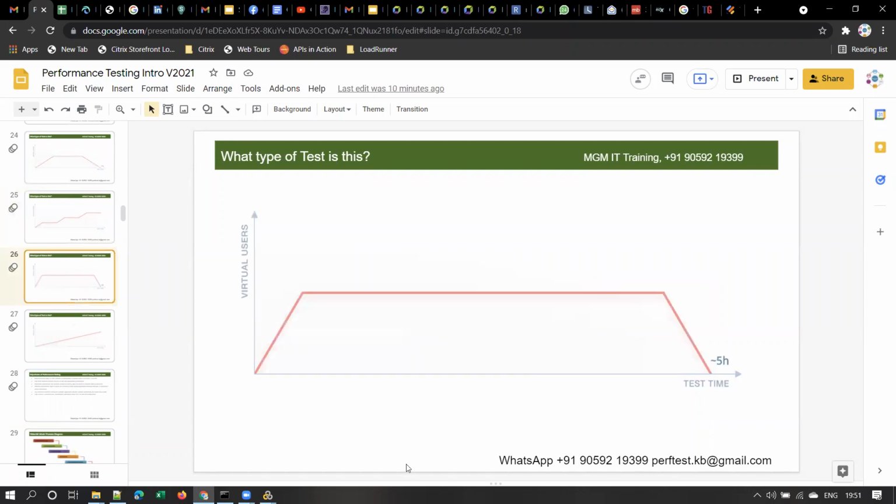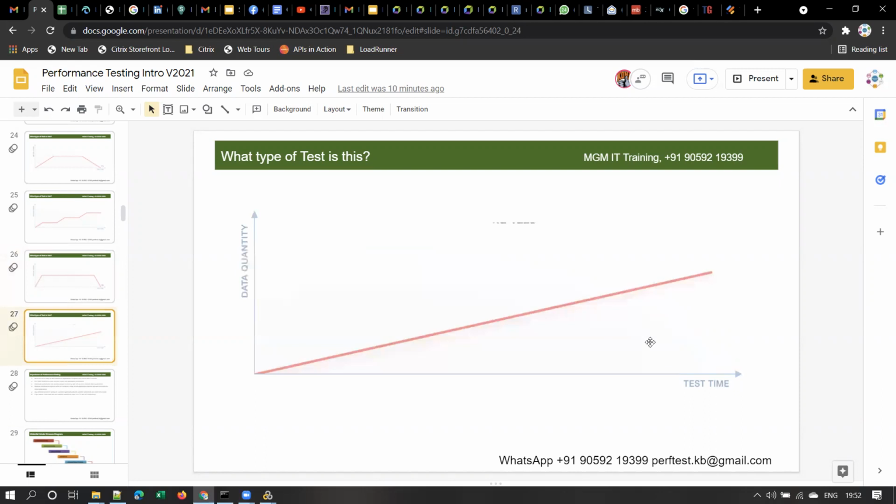Next, the next graph. Let me ask someone, like Monica, what type of test is this one? Soak test or endurance test. Right, soak or endurance test, because you can clearly see the duration is specified as 5 hours. This is a longer duration test, technically called a soak or endurance test.